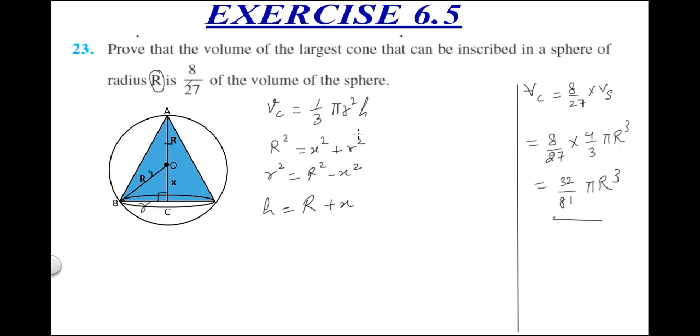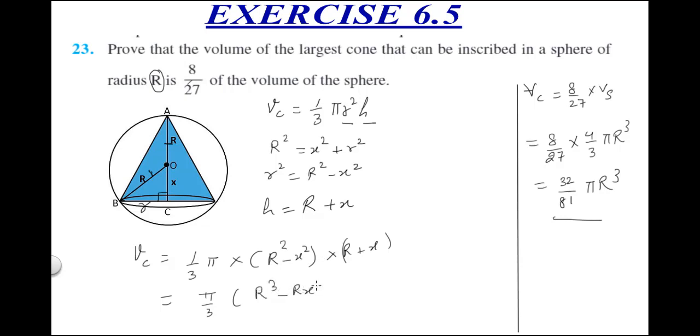Now first of all putting the values of r and h, the volume of the cone will become equal to 1 upon 3 pi multiplied with r square, for which we put the value capital R square minus x square, into h. H is R plus x. This is what we are getting. Clear? Now we can solve it further. Pi divided by 3, we will multiply first R with R square minus x square, so we will get R cube minus R x square, then plus x R square minus x cube. Clear?